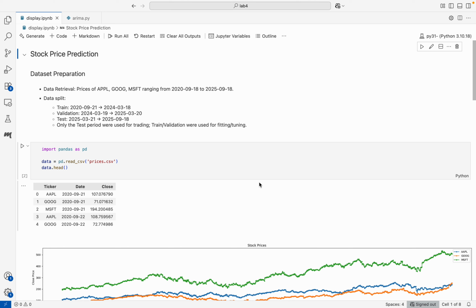I'll start with the stock price prediction part and then my teammates will walk you through the advanced prediction algorithms and the mock trading environment we built. So first, let me talk about the data preparation.